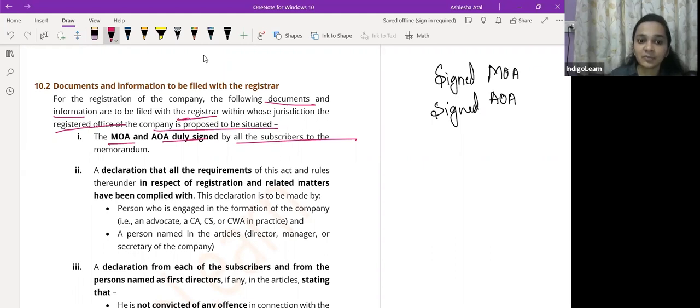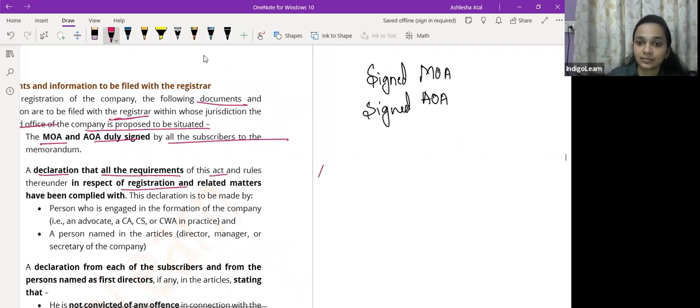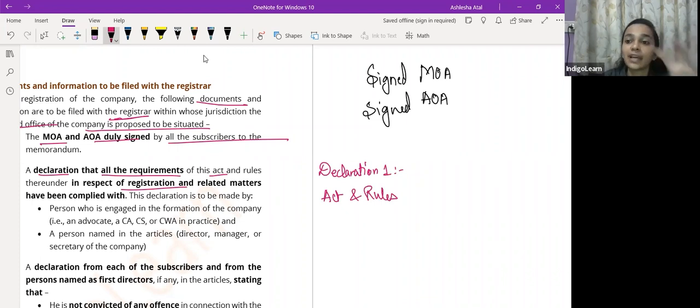So declaration that all the requirements of this act and rules in respect of registration and related matters have been complied with. So क्या declaration है? First declaration. The first declaration is stating that all the requirements, ये एक्ट का जो भी रिक्वायरमेंट है, दैट इज कंपनीज एक्ट 2013 का जो भी रिक्वायरमेंट है एंड रूल्स का जो भी रिक्वायरमेंट है फॉर द पर्पस ऑफ रजिस्ट्रेशन ऑफ द कंपनी, वी हैव कंप्लाइड विद ऑल दीज रिक्वायरमेंट्स. एंड हु इज गिविंग दिस डिक्लेरेशन? दिस डिक्लेरेशन हैज टू बी गिवन बाय द पर्सन हु इज एंगेज्ड इन फॉर्मेशन ऑफ द कंपनी.